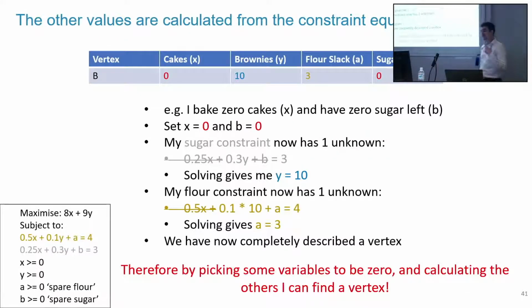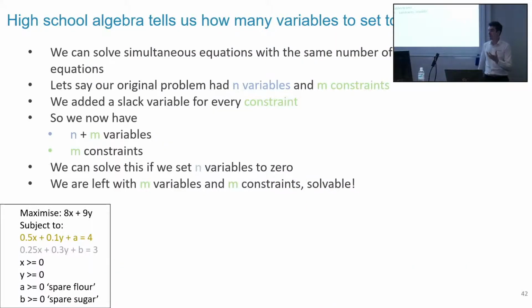This is really powerful, because it means I can completely describe a vertex by just setting pairs of variables to 0 and calculating the rest. I have a non-geometric way of finding vertices. I could give you a generic problem and say find the vertices, and you could just do every combination of zeros, calculate the others, and you would have described the vertices. That's really important. So where does the 2 come from?